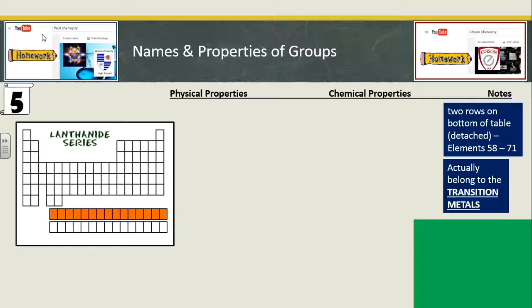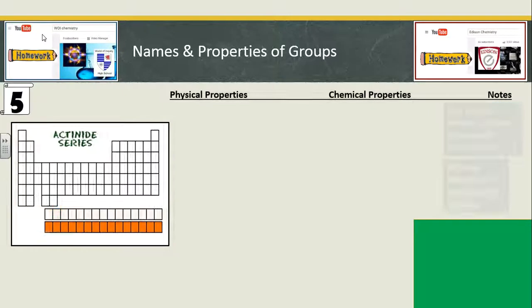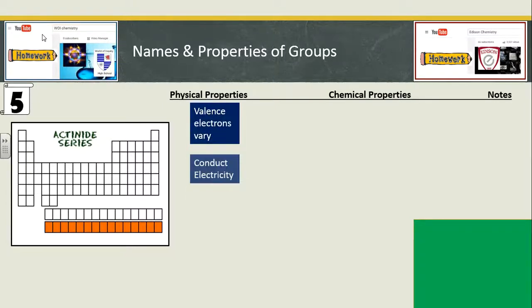Okay. And some of their notes: 2 rows in the bottom table are detached. They actually belong to the transition metals. That's the notes for both lanthanides and actinides. There's one thing that's fun about actinides, 2 elements in there that are special. One of them is the boogeyman. So here we go. Actinides are at the bottom column. Okay, again, valence electrons vary. This is all the same as before.